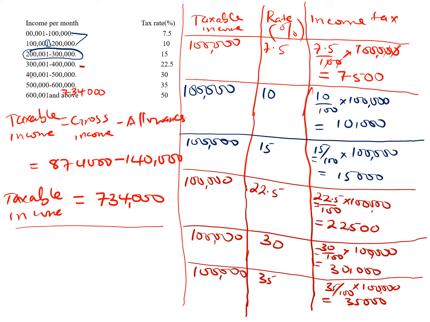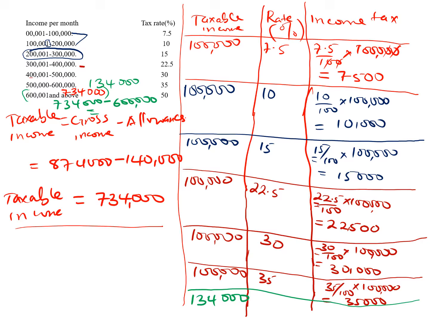yet I need to tax 734,000. Now, if I come here and I say that this is 734,000 minus 600,000, and here the answer that we get in between is 134,000 as the answer. So it means that lastly, the remaining money is 134,000.